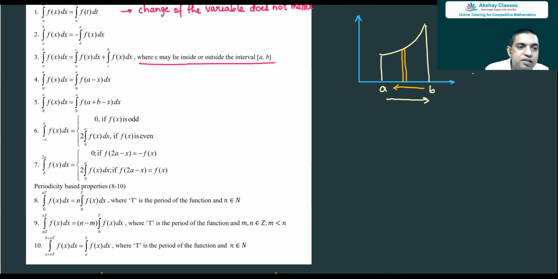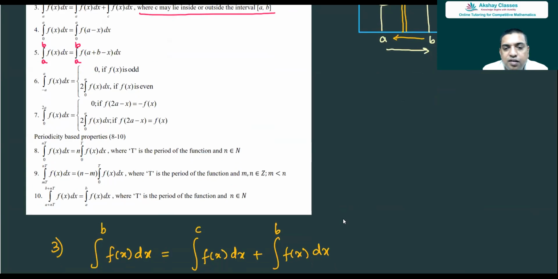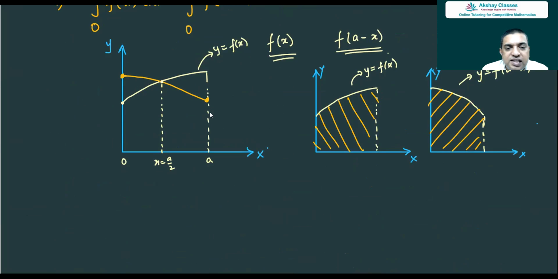There's a mistake here. This is integral a to b f of x dx equals integral a to b f of a plus b minus x dx. Okay, this is 0 to a. This is just an extension of this. Instead of 0, we are shifting the limits of integration from a to b. Same logic, what I told here is valid. The same principle of symmetry about the center is valid.